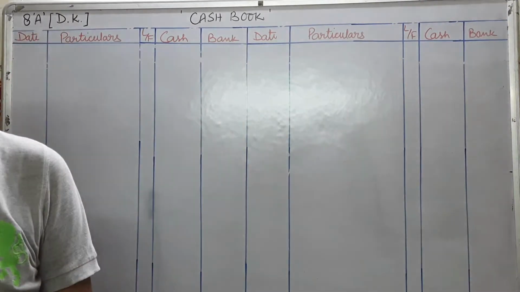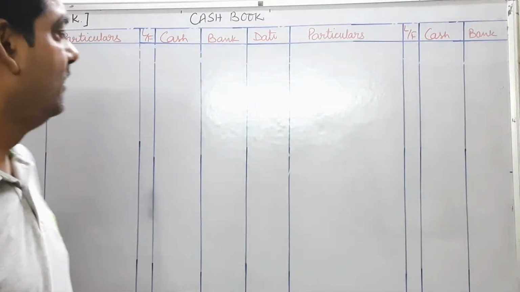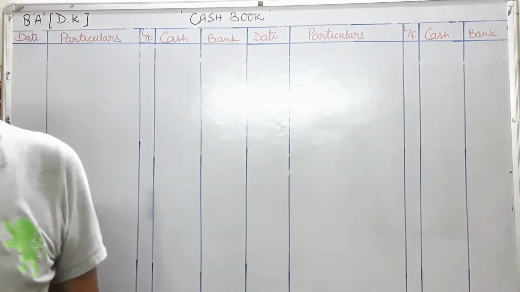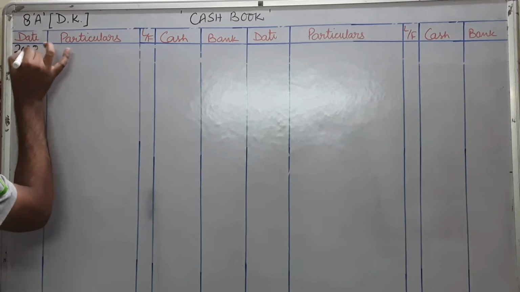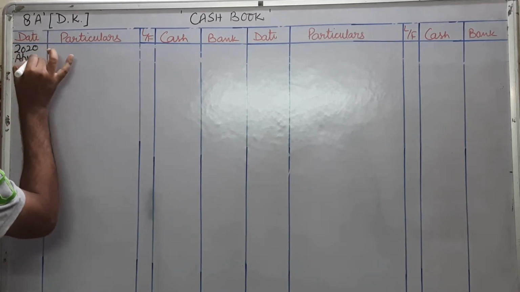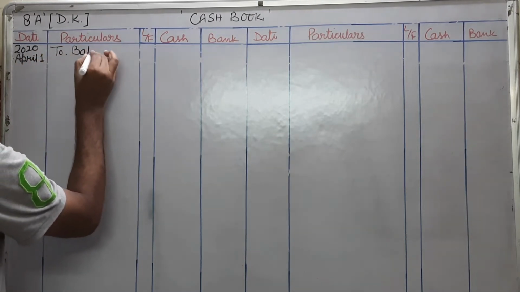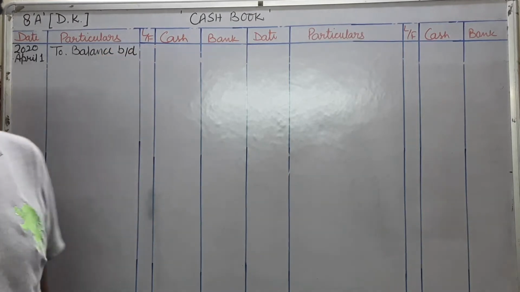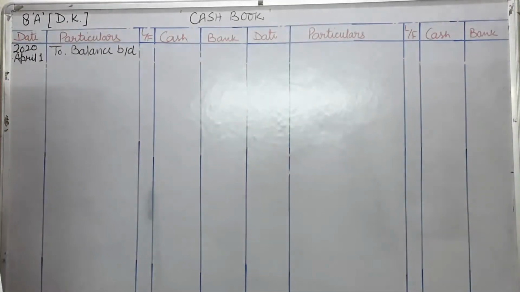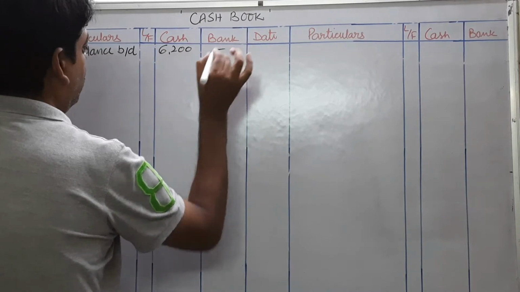On 2020 April 1, opening balance of cash and bank overdraft is given. Opening balance of cash will come in the debit side of your cash book. 2020 April 1, To balance brought down, and amount of cash in hand is 6,200. So 6,200 will come in cash column.